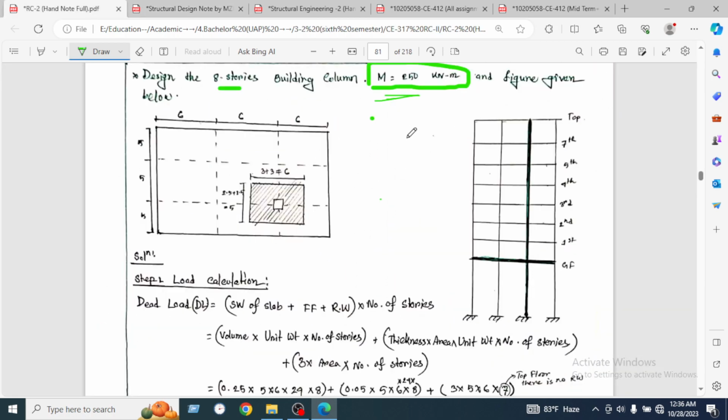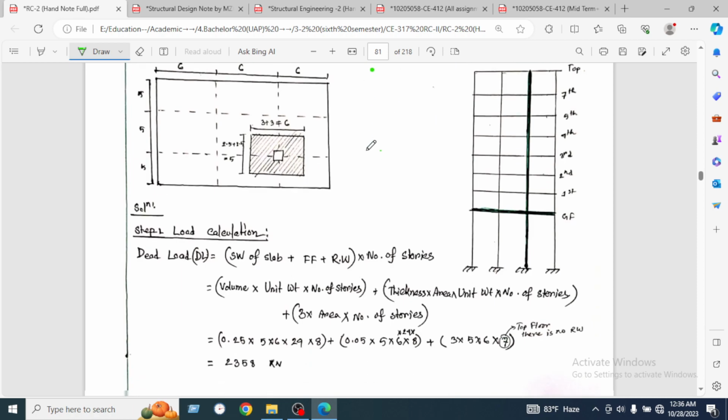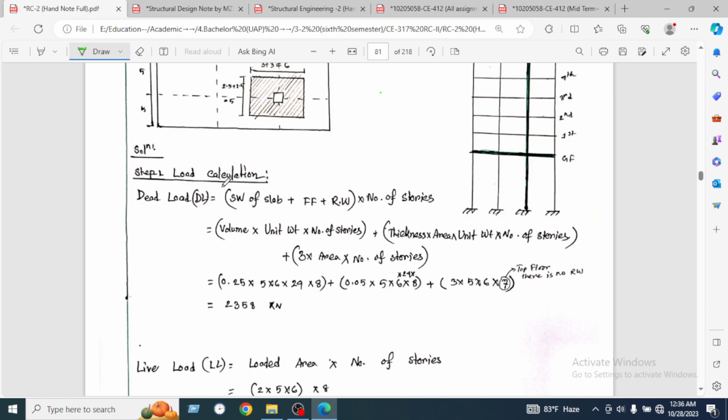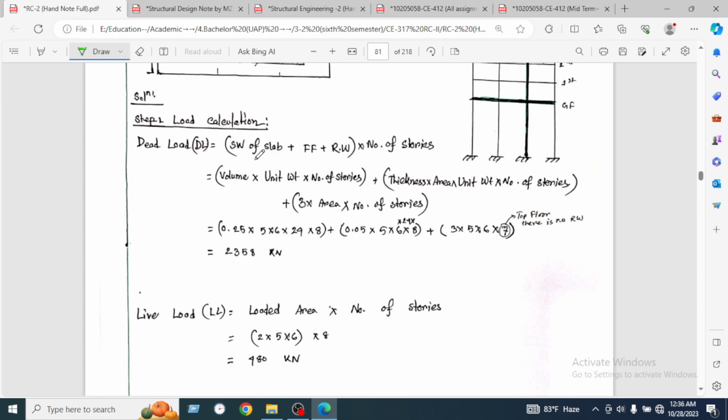However, I have to clarify here how to get the 250 value, so let's go for the calculation. In step 1, the load equals the self weight of slab, floor finishing, and end domain, times the number of stories. How will we get the self weight? Volume and unit weight, number of stories, thickness, and area.